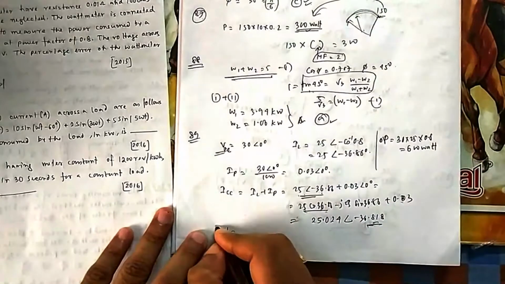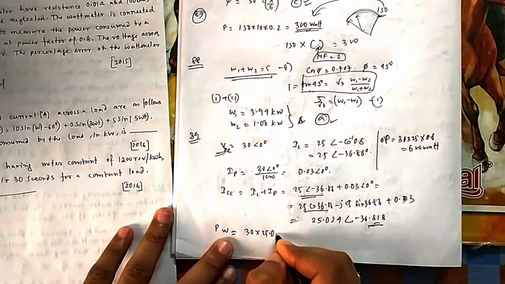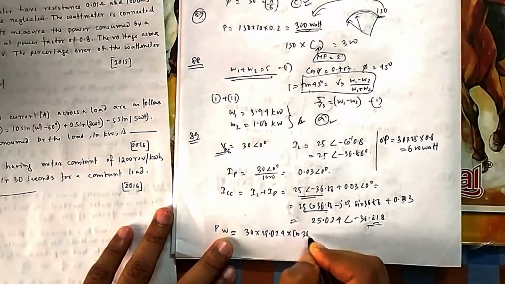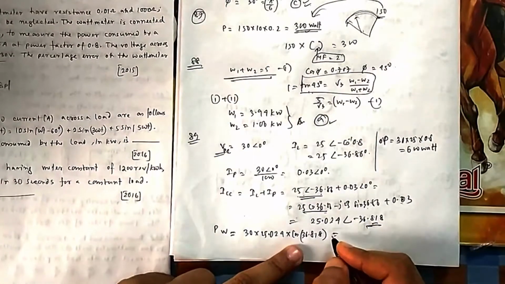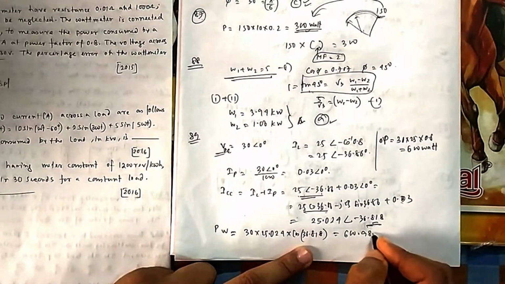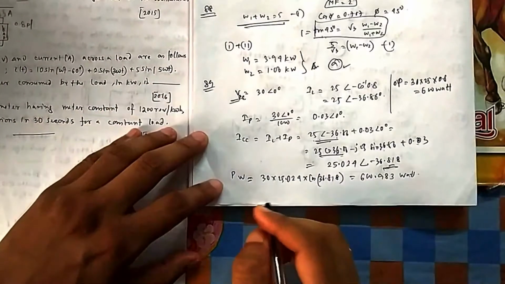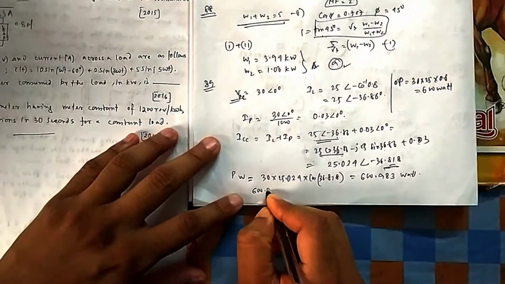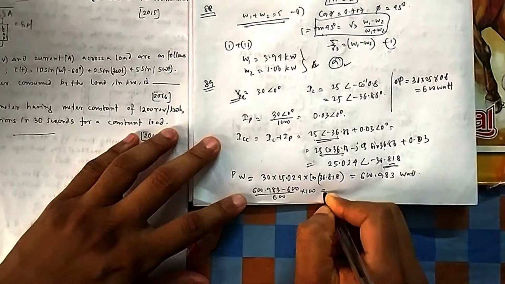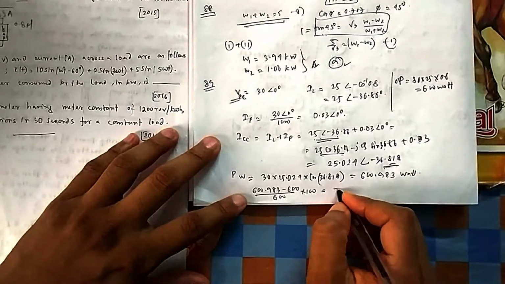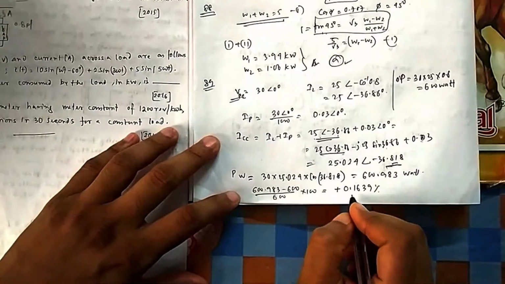Now what are you measuring? Power of the wattmeter is VPC 30, IPC 20, ICC 25.024, and cos of this angle 36.818. The power factor is this now. If you add this, you will get 600.983 watt. They are asking you the error in percentage. So in percentage, it is measured minus actual, divided by actual, into 100. If you do it, it will be plus, because it is measuring on the higher side. So it is plus 0.1639%. If you do it, you will find it.